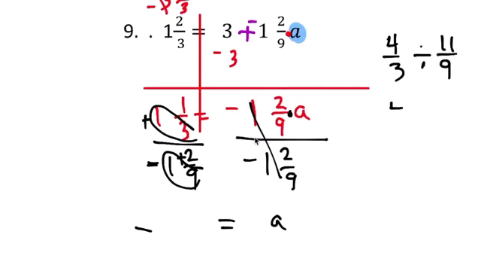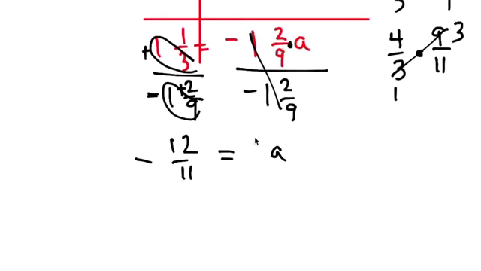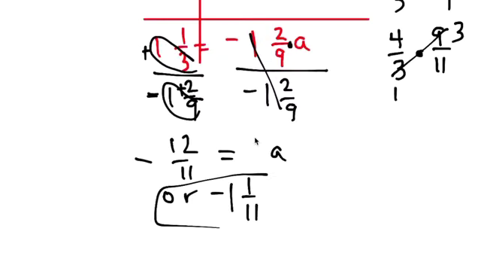Now keep the first one the same. Change that to multiplication. That's 9 over 11. Cross cancel. 1 and 3. So your answer is 12 over 11, or negative 1 and 1/11. Divide 11 into 12, it goes in once, is what your A is. Okay?